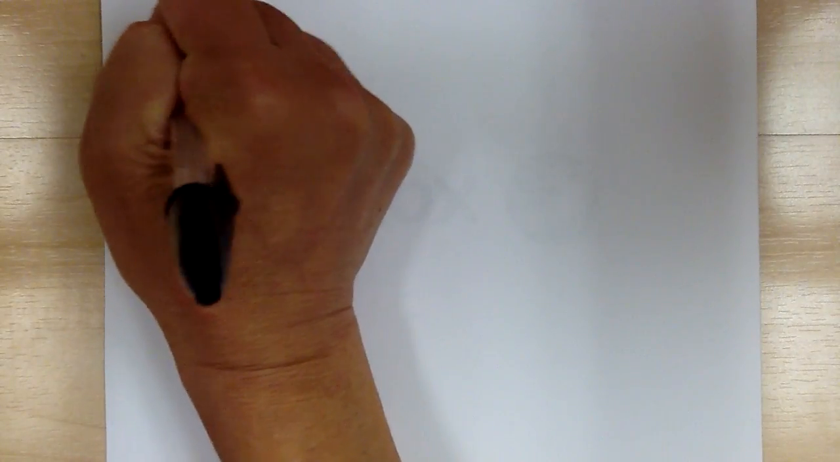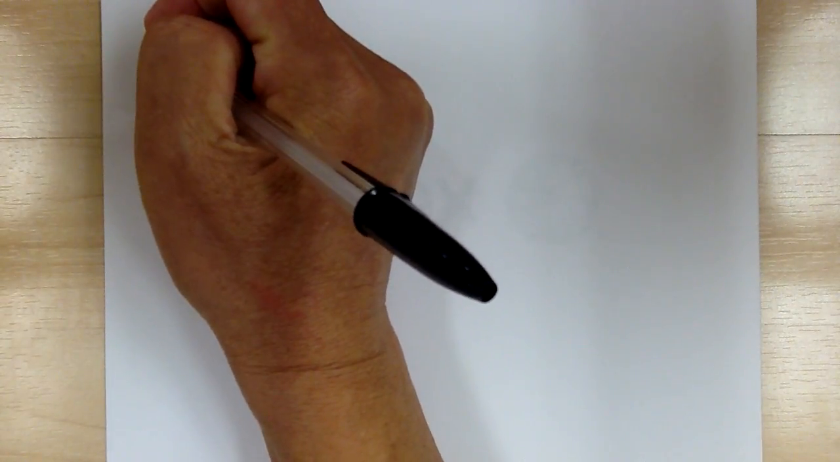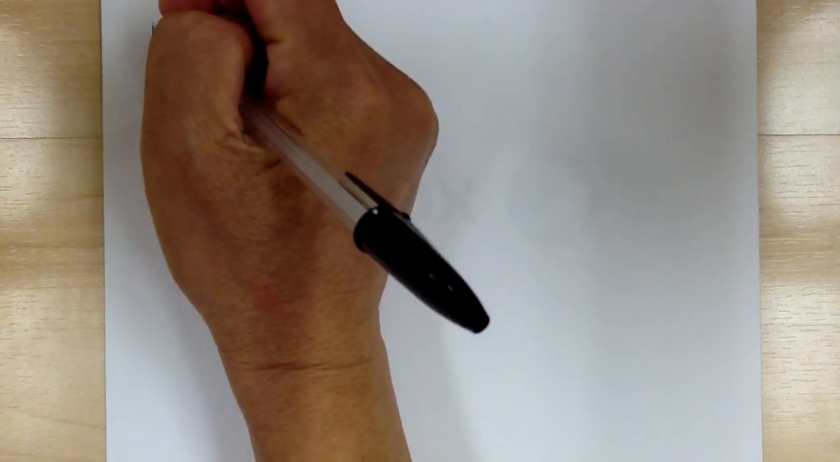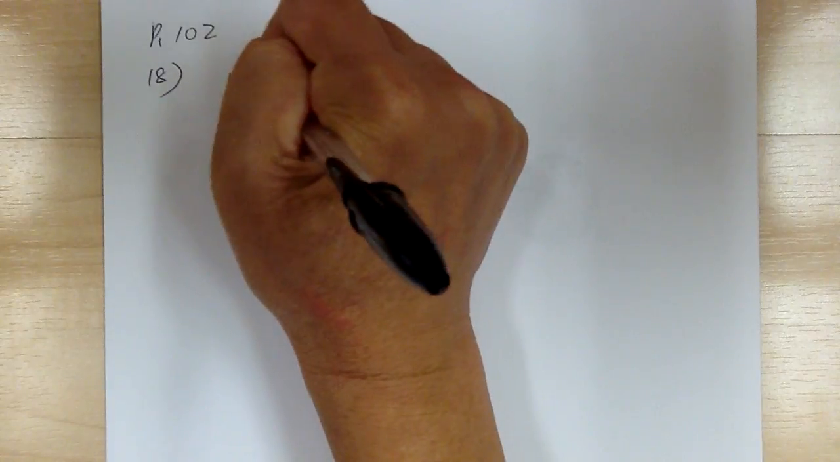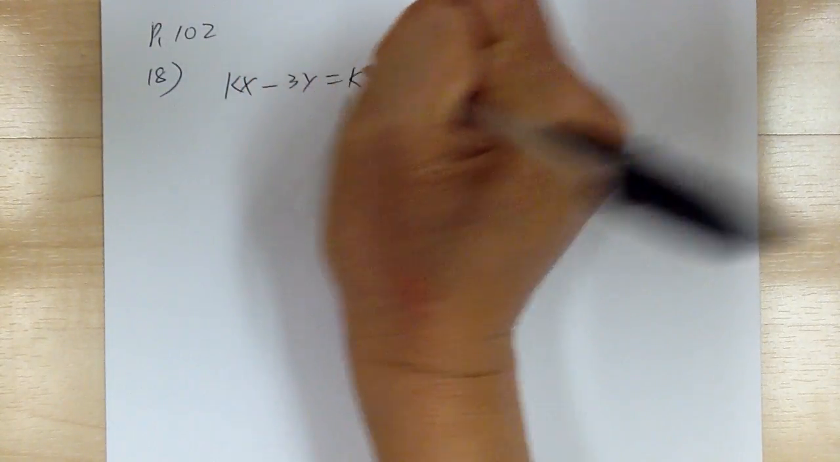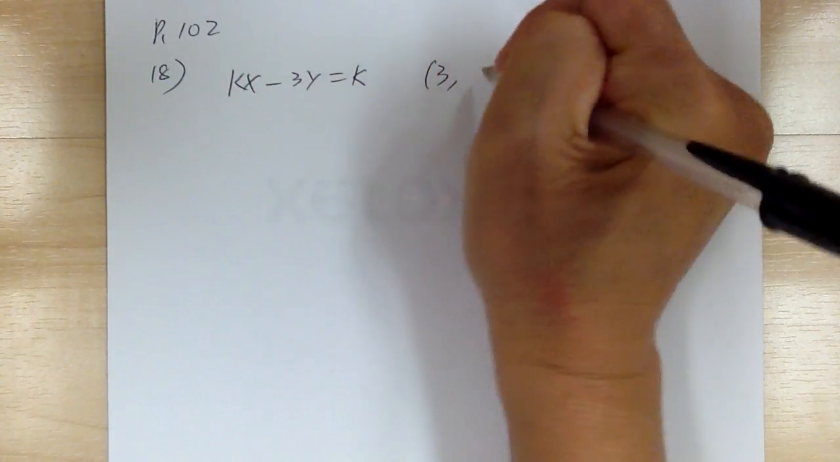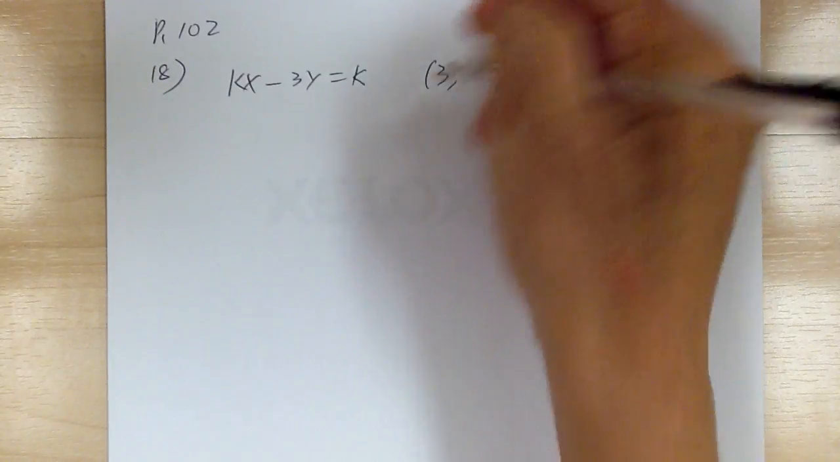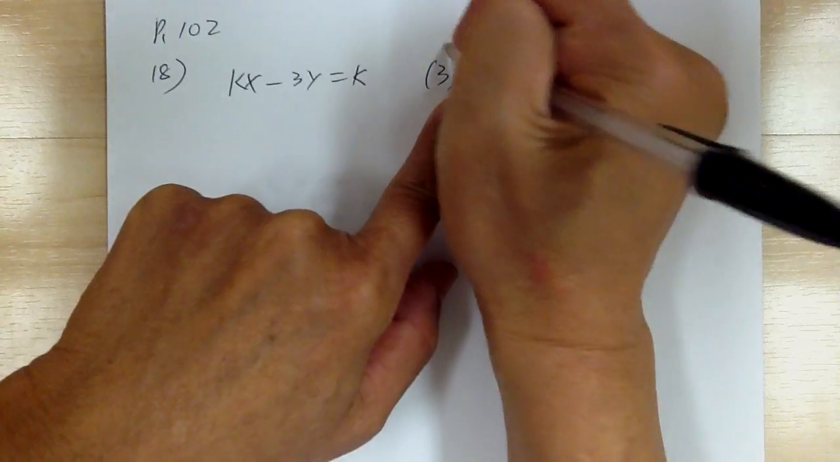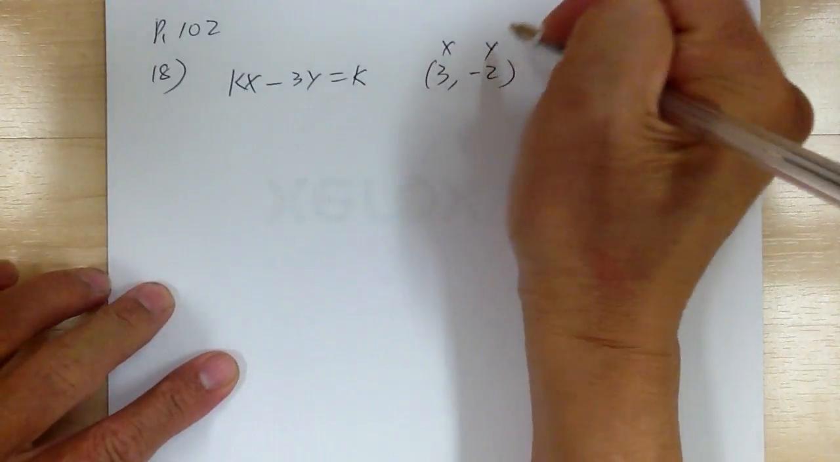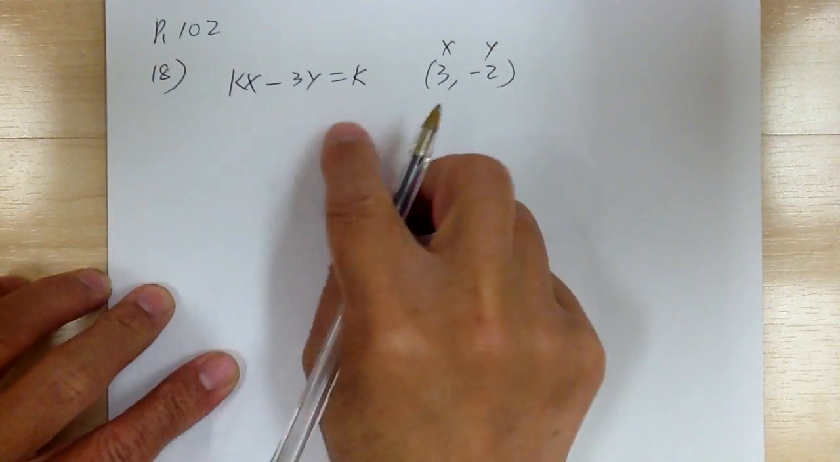Let's go to page 102, and let's do number 18. Here, number 18, you have kx minus 3y equal to k, and you have (3, negative 2), and you're solving for k. To solve for k, all you have to do is substitute your x and the y. They give you x and the y, and you're solving for k.